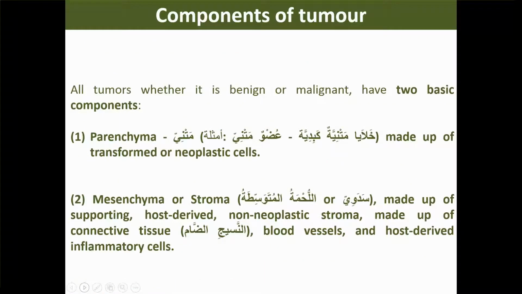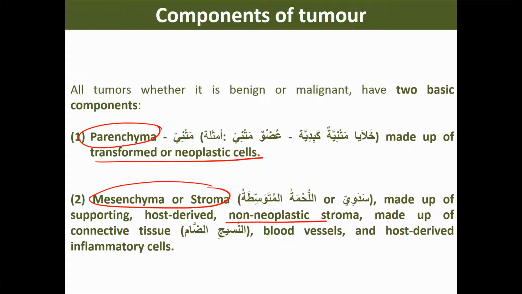Now coming to the components of a tumor, there are two components. They have a parenchyma, which is made up of tumor cells, and they have mesenchyma, the supportive structures for these tumor cells. They are non-neoplastic. They are connective tissue, blood vessels, and inflammatory cells, which give support to the parenchymal component of the tumor, which is made up of neoplastic cells.